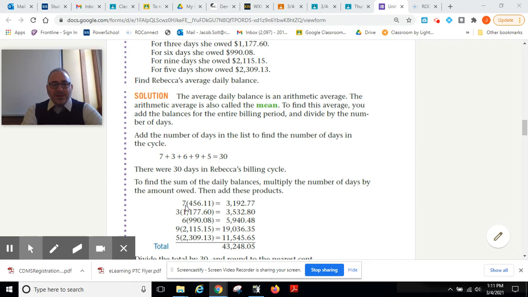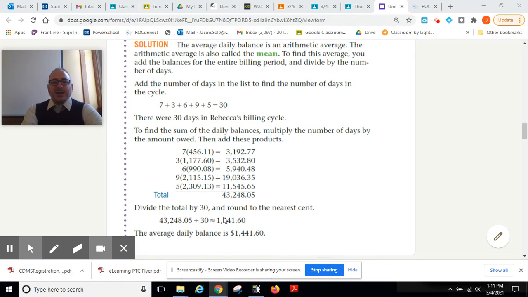Then we multiplied how many days she owed how much, and after we got all those numbers, we're going to add all those numbers up, right? Add all those numbers up, we get a grand sum of $43,248.05. Is this the average though? No, right? This is just the sum of all the days that she owed.